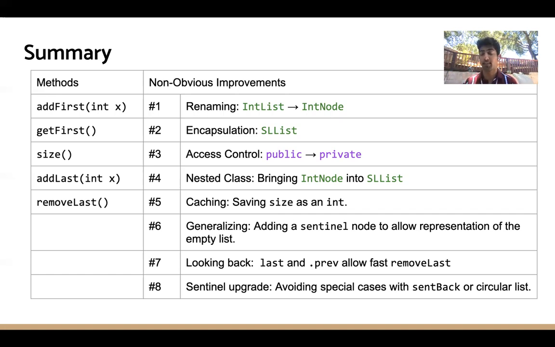The next change is for access control. We have a first attribute of the SLList class, which is basically a pointer to the first IntNode in our linked list. Now we're saying we should make this private because only the SLList class needs access to this. A user shouldn't have access to it, one, because they may mess things up, and two, because it's easier to abstract this away from them. It makes their life easier, makes our life easier.